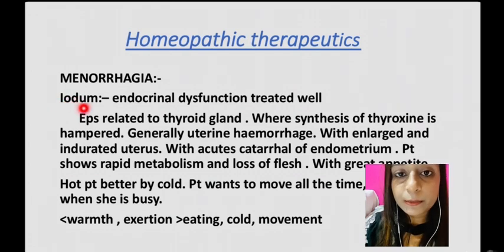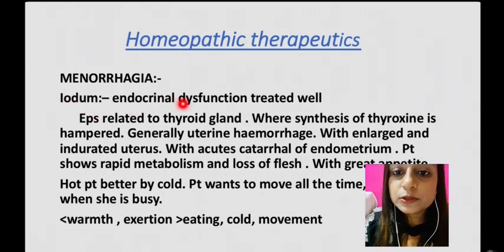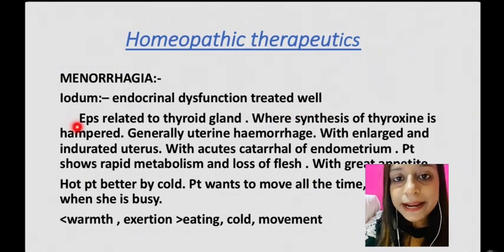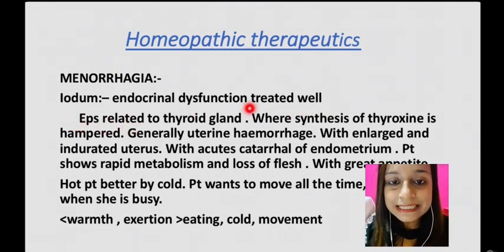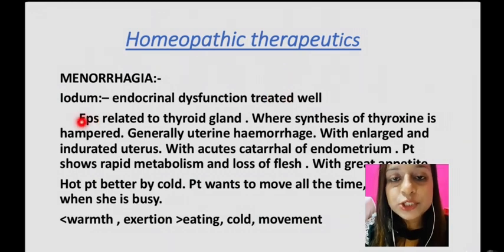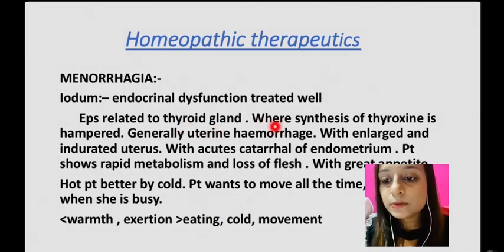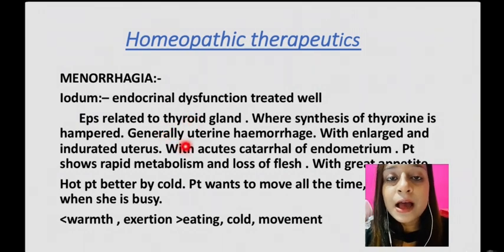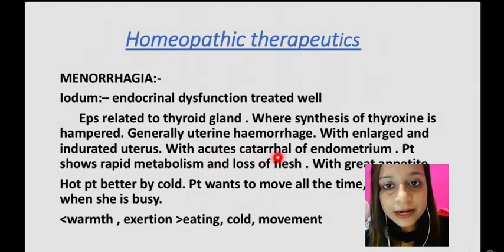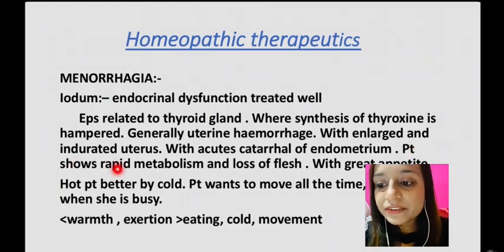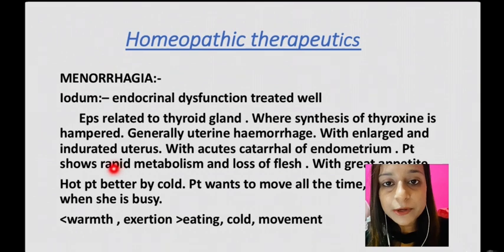In homeopathic therapeutics for menorrhagia, there is iodine. So what does iodine do here? Endocrinal dysfunction is treated well by this. Any endocrinal infection, any endocrinal lesions, are treated well by this in all the cases, especially those related to the thyroid gland. Where synthesis of thyroxine is hampered, generally there is uterine bleeding with enlarged and indurated uterus. Where there is acute catarrh of the endometrium, iodine is particularly indicated.